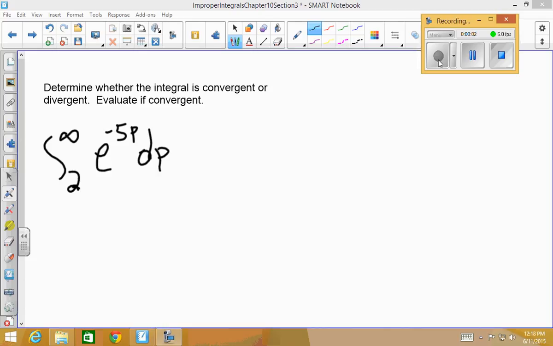Determine whether the integral is convergent or divergent. Evaluate if convergent. The integral from 2 to infinity, e to the negative 5p dp. This is an improper integral, which we can quickly see by noticing there is an infinite limit of integration there. So we have to use the definition.